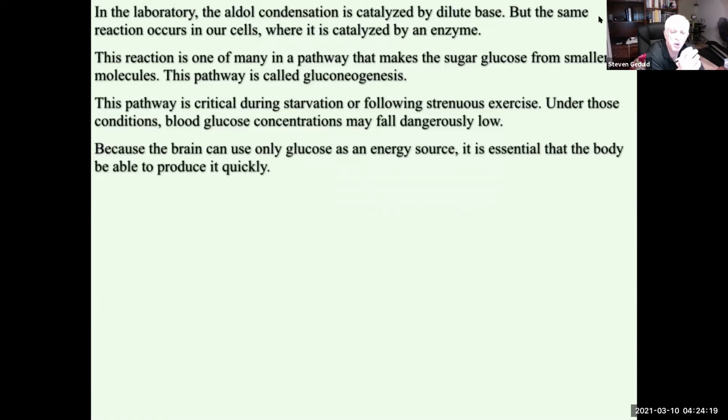The brain can use only glucose as an energy source. Most other things use other alternatives, but the brain can only use glucose for energy. So it's essential that you be able to produce it quickly when we need it.